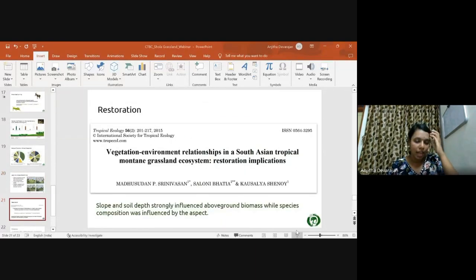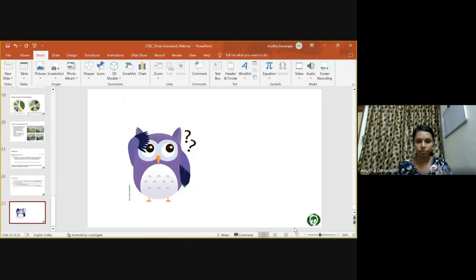Like I was saying, we have to identify the suitable species for a particular region for restoration activities. There are some studies being carried out in this aspect also. It's very interesting: it was found that the slope and soil depth influence the above-ground biomass, that is, how much it is capable of growing. But at the same time, the species composition was influenced by the aspect, as we discussed in the previous slide. So it's very interesting to learn that a lot of studies are being carried out in this aspect also. So yeah, that was about the study. If you have any questions, we can proceed.